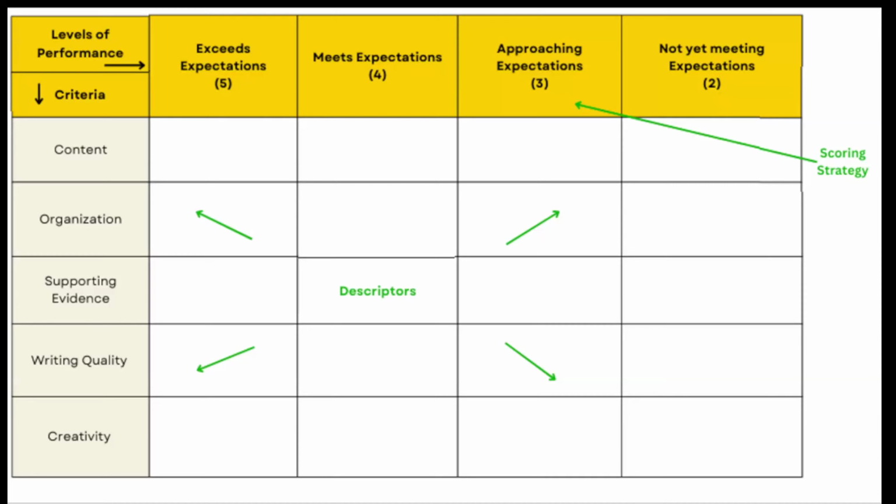Okay, so what am I assuming if I give a student a 5 in content and a 5 for creativity? Anybody? Are you saying that you should assume that they got the full marks? It's assuming they got the full marks. That's one thing. Anybody else?